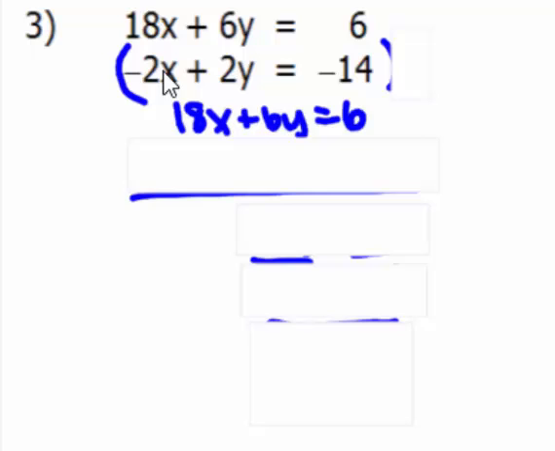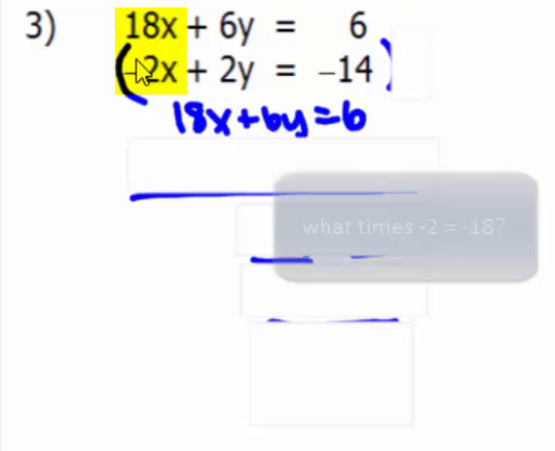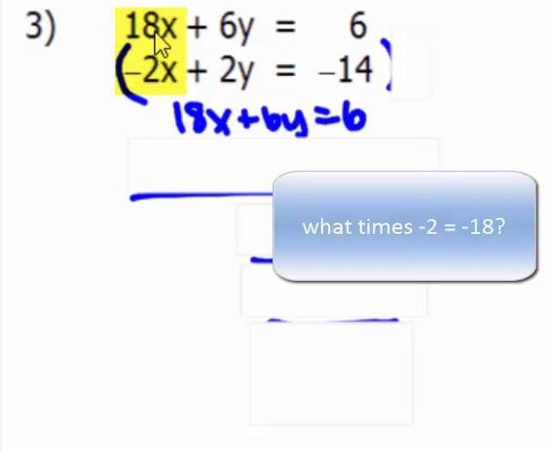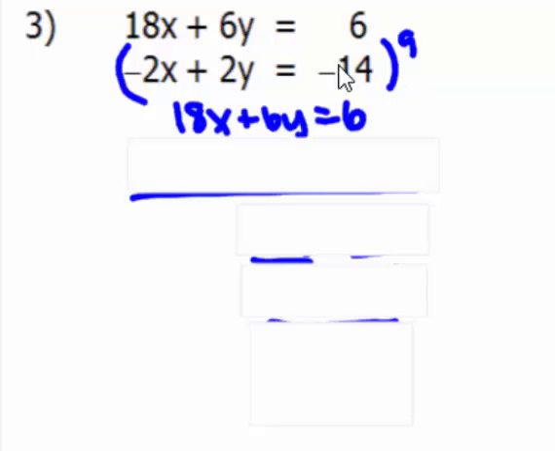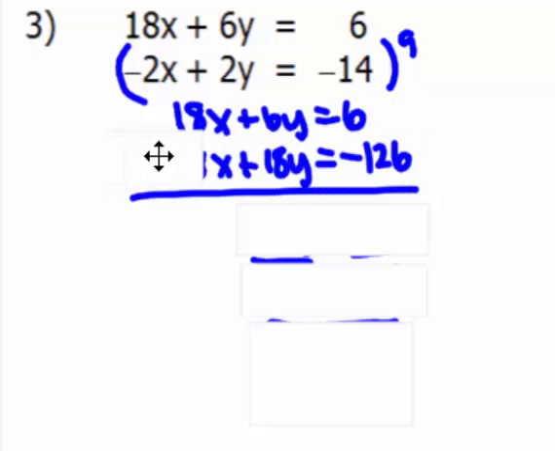And so this time I'm trying to eliminate x. So I want a matching number. It's already opposite. So I need to multiply 2 by something to get 18. Hopefully you had 9 in your mind. So we're going to multiply everything here. Don't forget to distribute by 9. So you'll get negative 18x plus 18y is negative 126. And since we're multiplying by a positive because it's already negative, you're not changing any signs here. Where on the last one we had to change every sign because we multiplied by a negative.